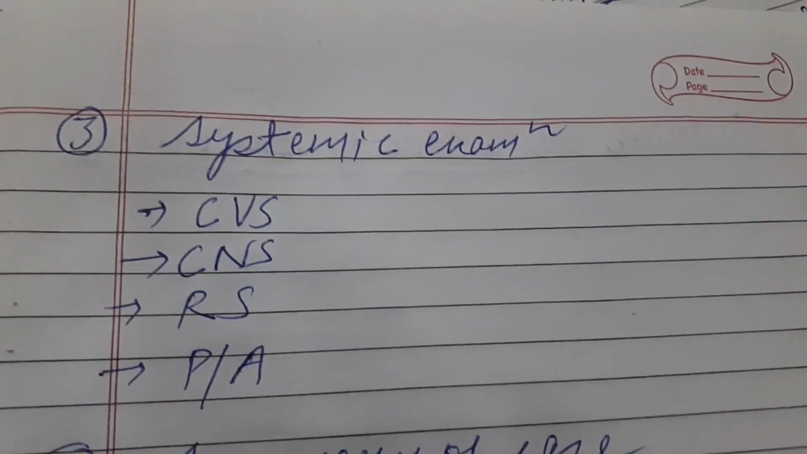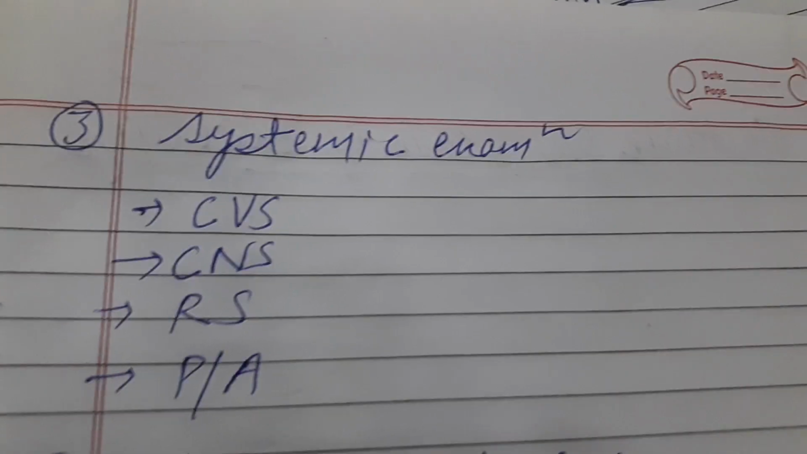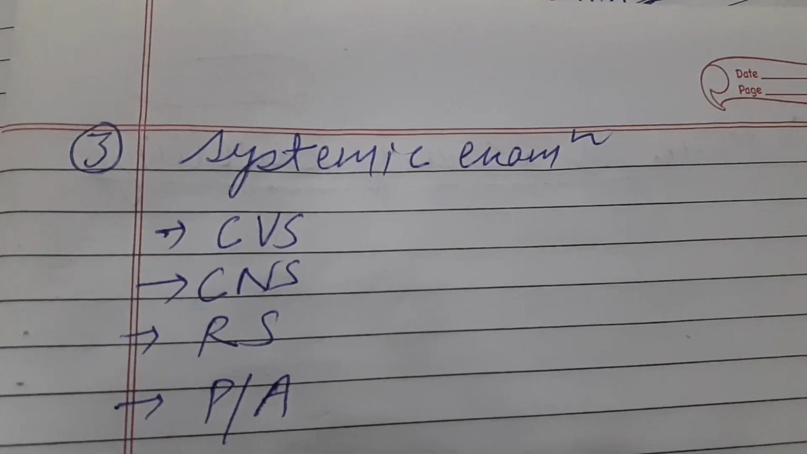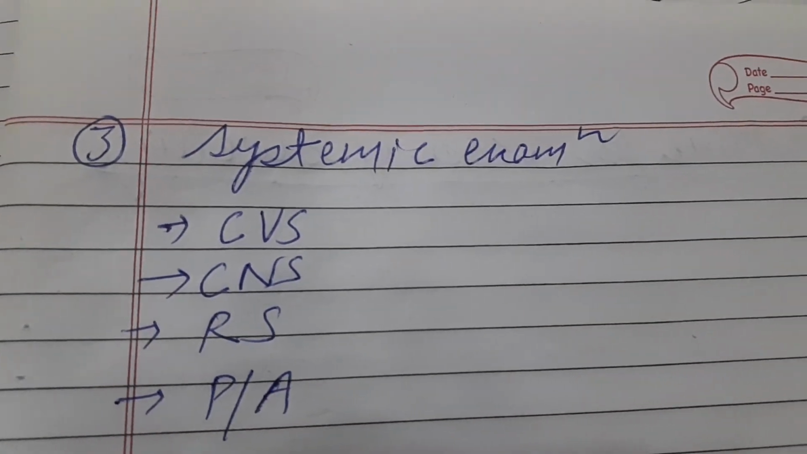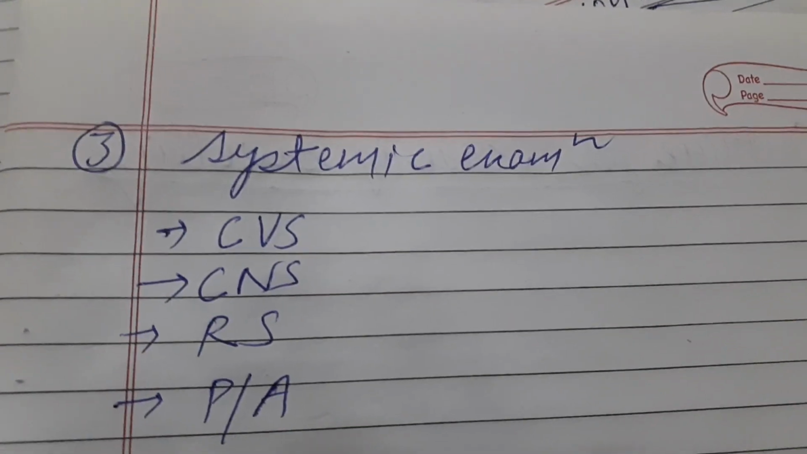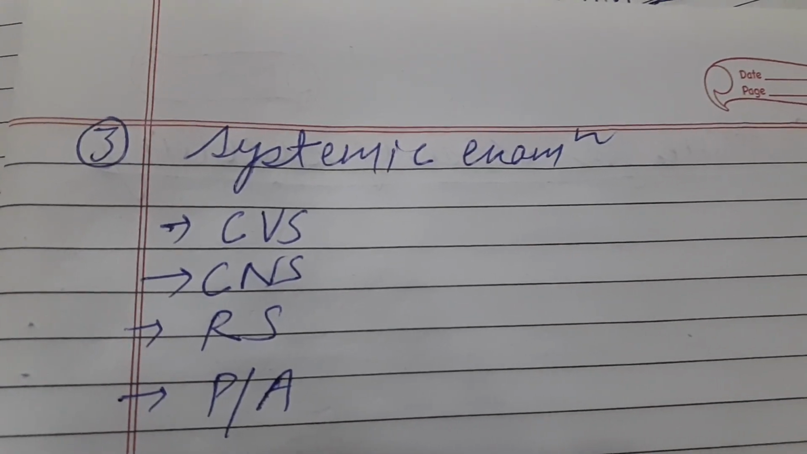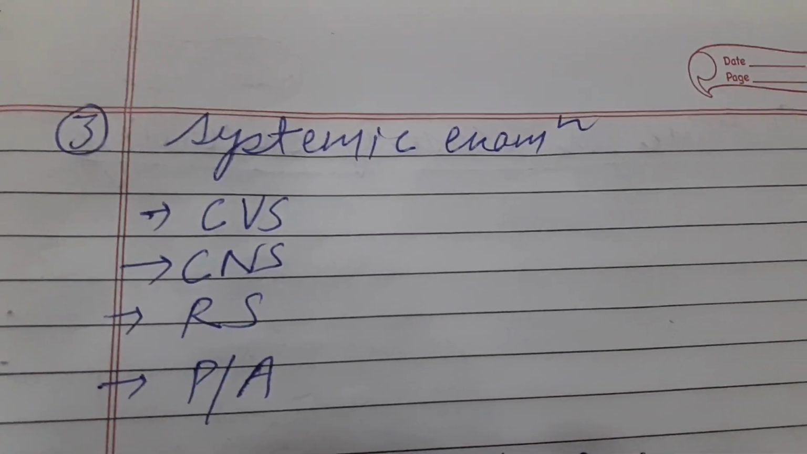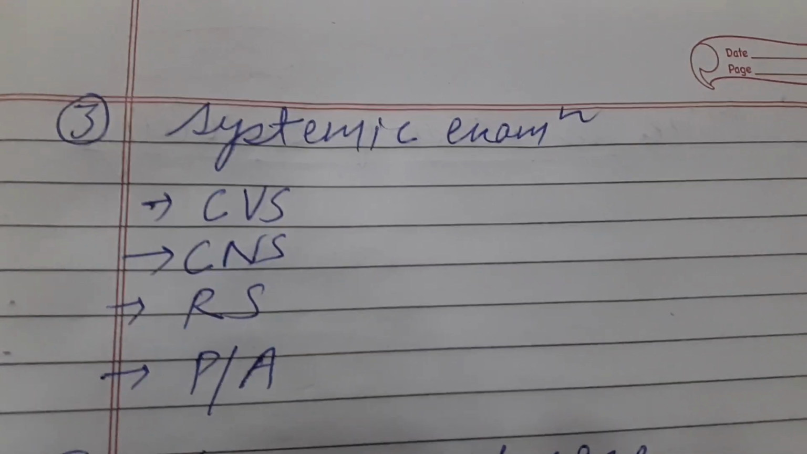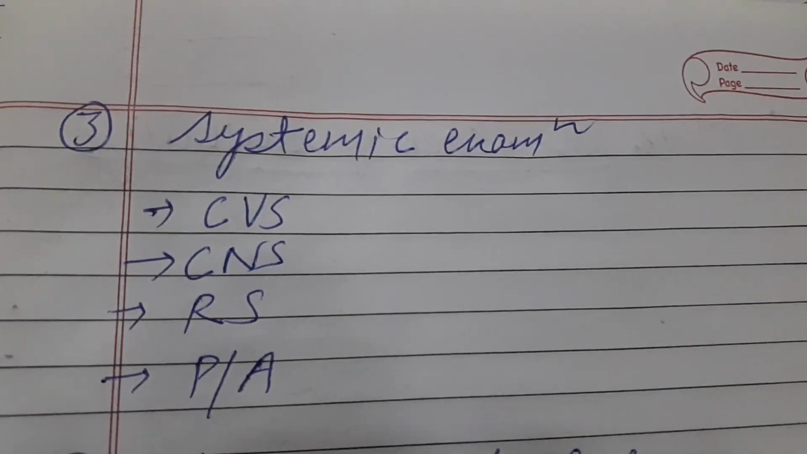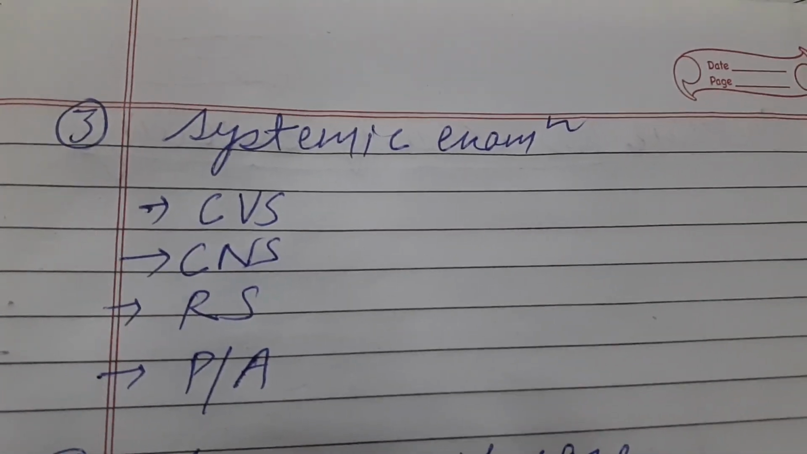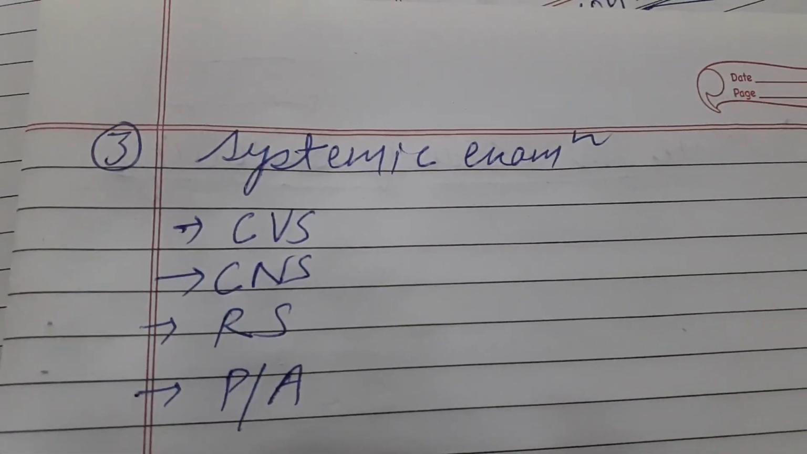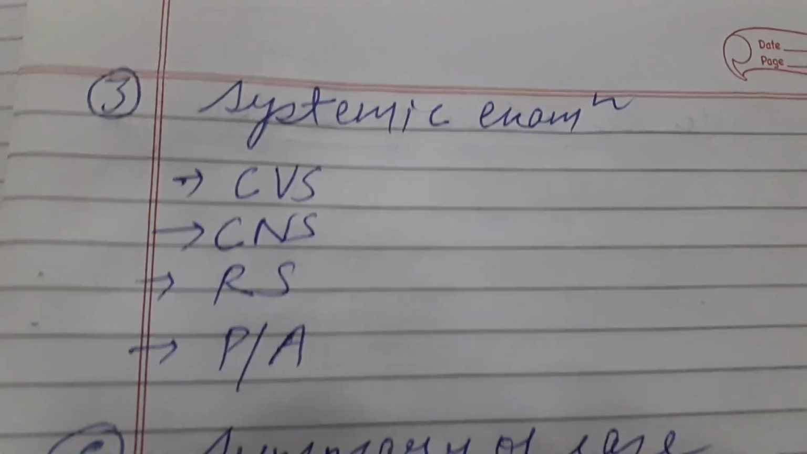In CNS, we will write no focal neurological deficits. In CVS, we will write S1, S2 heard normally and no murmurs heard. In RS, we will write normal vesicular breath sounds heard bilaterally. In per abdomen, we will write soft, non-tender, no organomegaly seen.